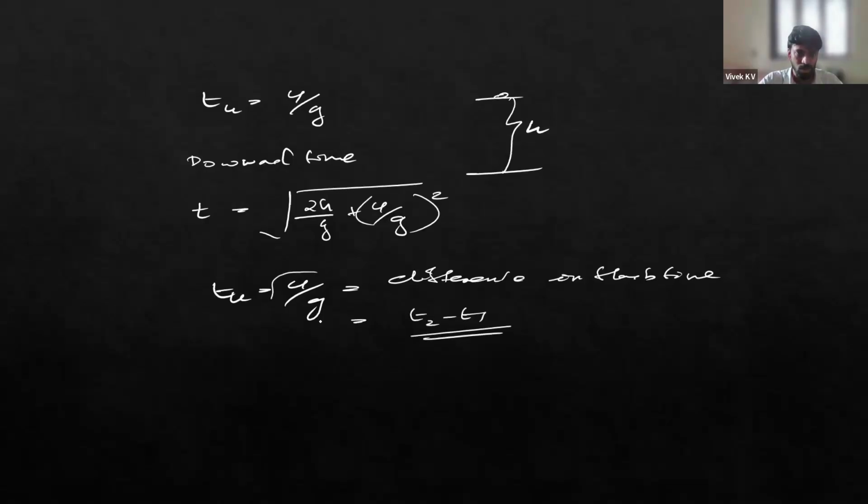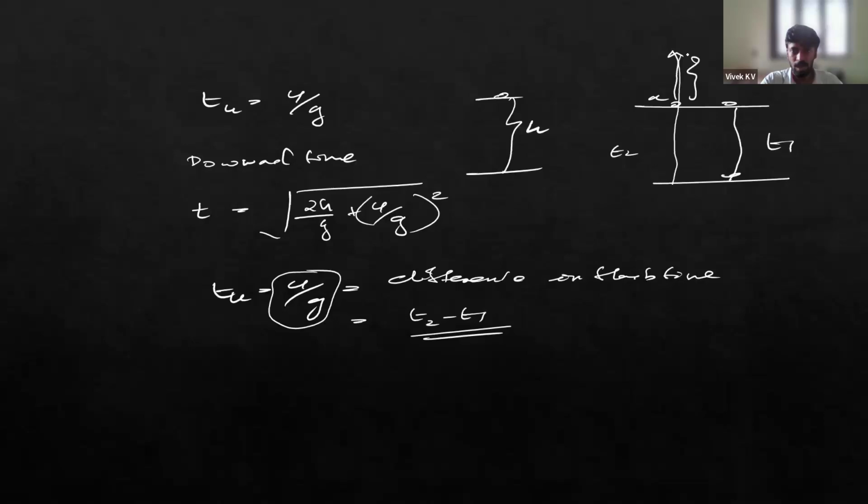So that will be equal to t2 minus t1. One condition is that the stone is falling directly vertically downward, taking a time t1. In the other condition, it goes upward with the velocity u, and after that it falls down, and the time taken is t2.